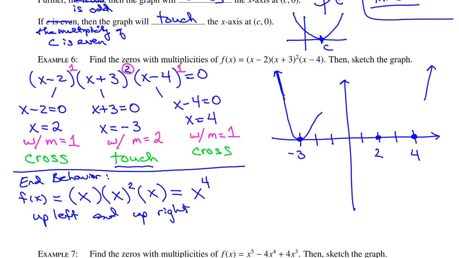Then it's going to have a little maximum here somewhere. We don't know yet. Then it's going to cross when x is equal to 2. And then it's going to cross when x is equal to 4. And then meet up with the end behavior that goes up to infinity on the right side. So the graph looks something like this. We've captured the essence of this graph with its end behavior and its roots, but that's about it.